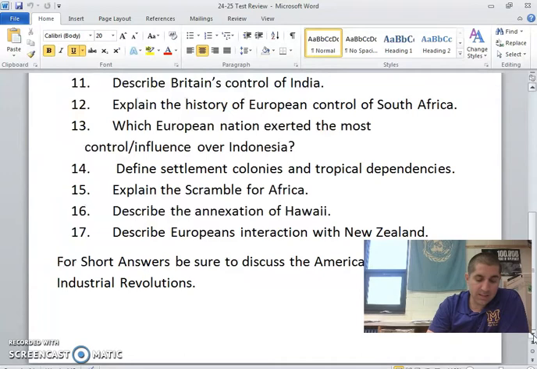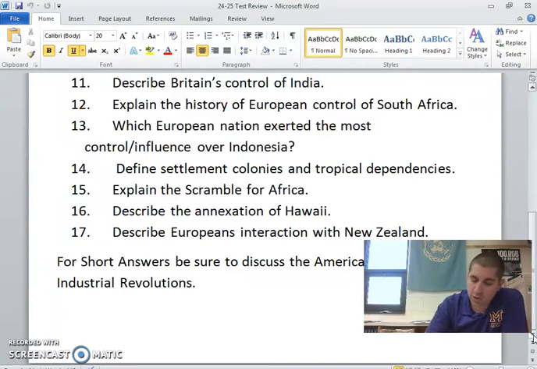Number 14, define settlement colonies and tropical dependencies. The group today did a great job explaining the difference between tropical dependencies and, what was the other one? Settlement colonies. Look at page 601 for that. Page 601 of the textbook is what I would look at if you want to go further into detail more than what the notes that were given today.